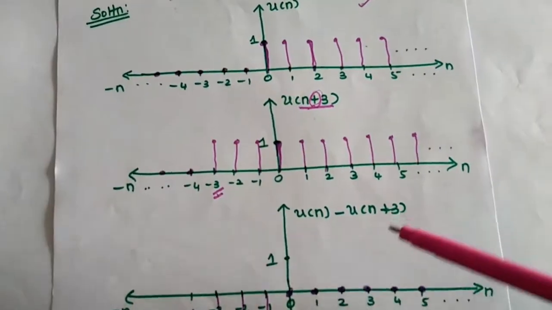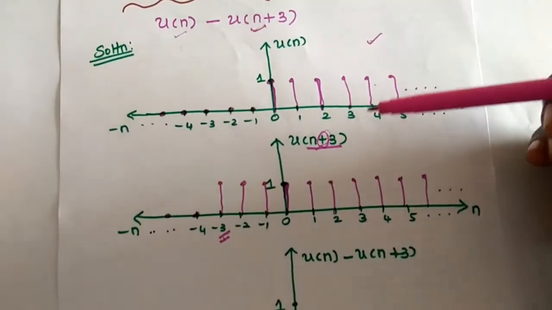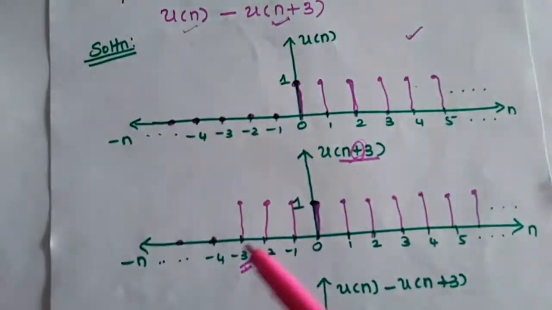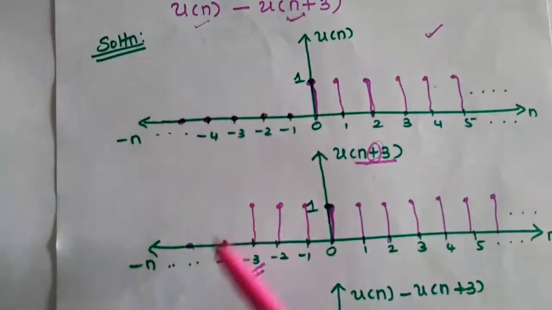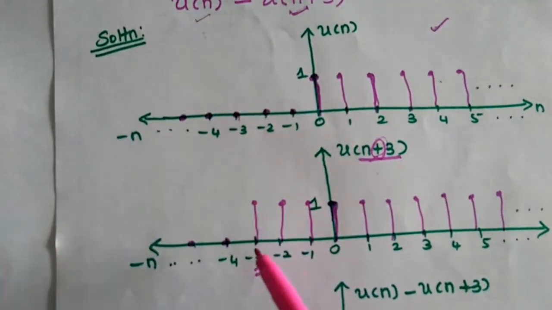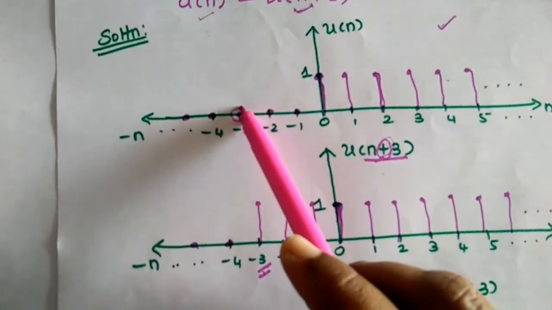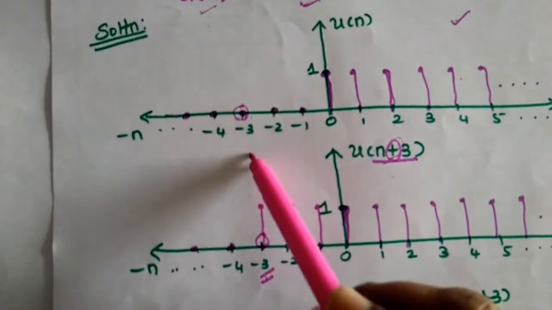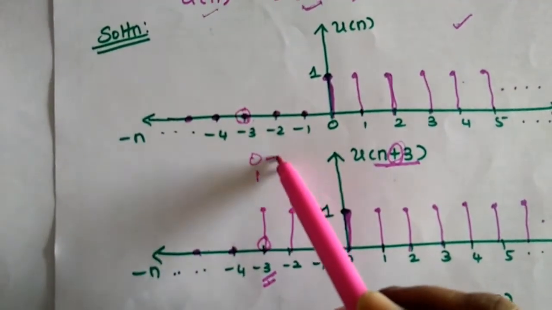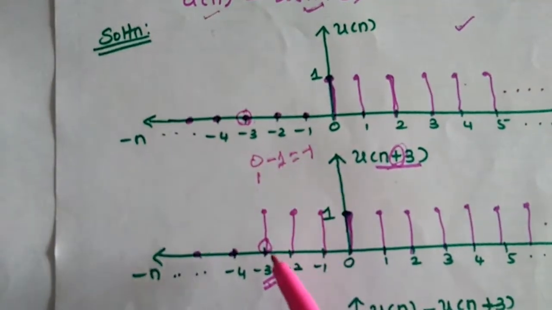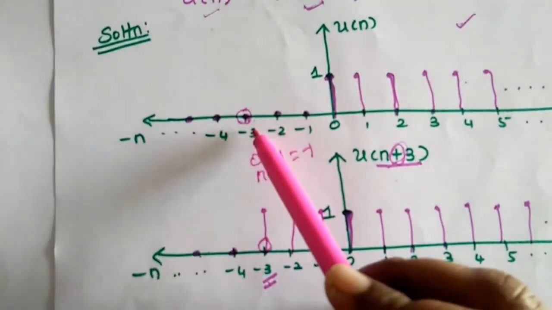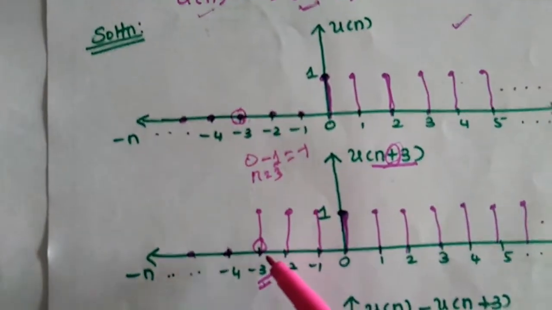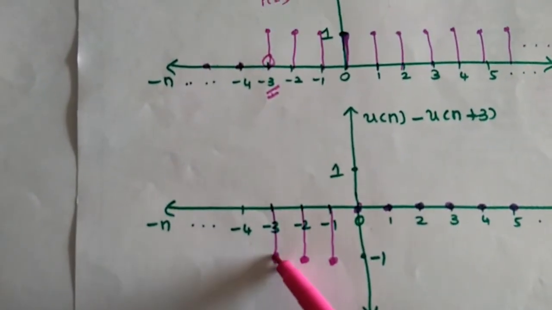So what is the next step? We are going to subtract this u of n plus 3 from this u of n. Here all the values are 0 on both sides. The signal starts from here. At n equal to minus 3, in u of n the value is 0, while in u of n plus 3 it is 1. So 0 minus 1 is equal to minus 1.